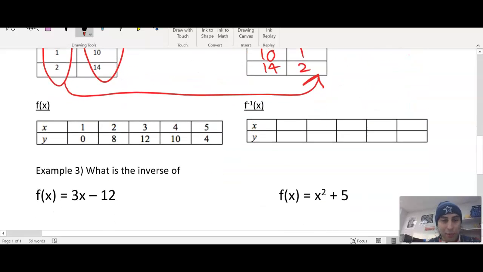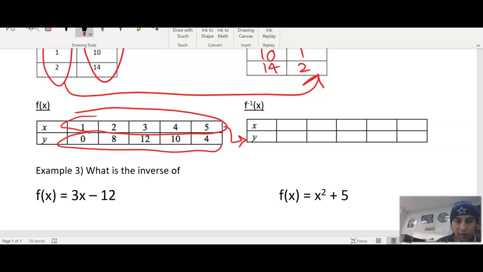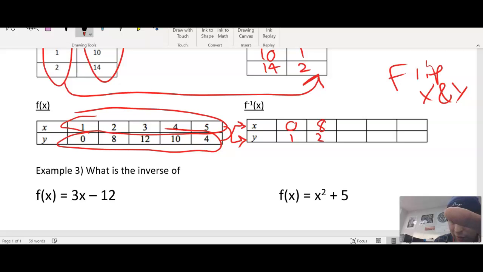Now the same thing happens if it's a table horizontally, which is going to be on your review and your quiz. You're going to take the x on top, bring it to the bottom, take the y on the bottom, bring it to the top. You're just flipping x and y. So let's do that. The first point right here is 1 comma 0. It's going to now become 0 comma 1. 2 comma 8 is now 8 comma 2. 3 comma 12 is now 12 comma 3. 4 comma 10 is now 10 comma 4. 5 comma 4 is now 4 comma 5.